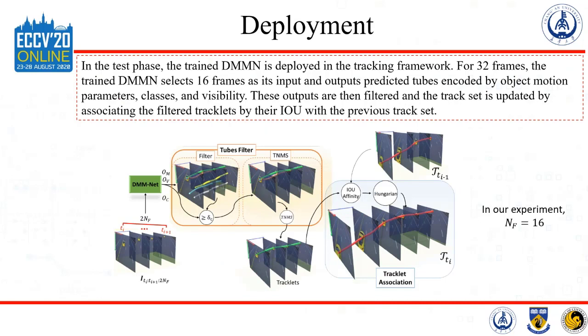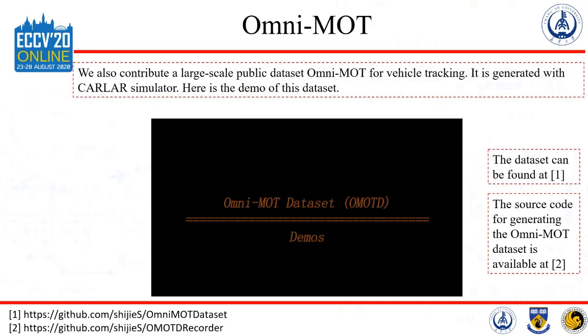In the test phase, the trained network is deployed in the tracking framework. For 32 frames, the trained network selects 16 frames as its input and outputs predicted tubes encoded by object motion parameters, classes, and visibilities. These outputs are then filtered, and the tracklets are updated by associating the filtered tracklets via IOU with the previous tracklets.